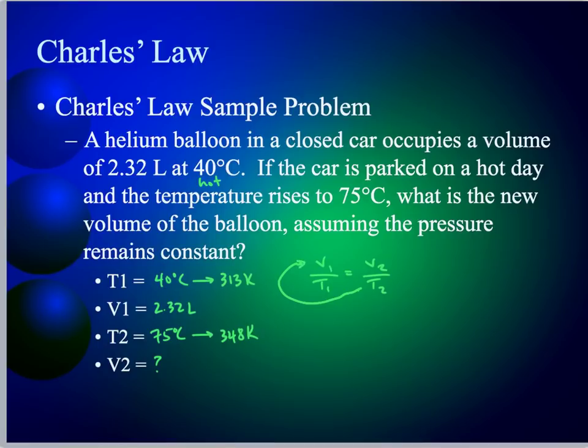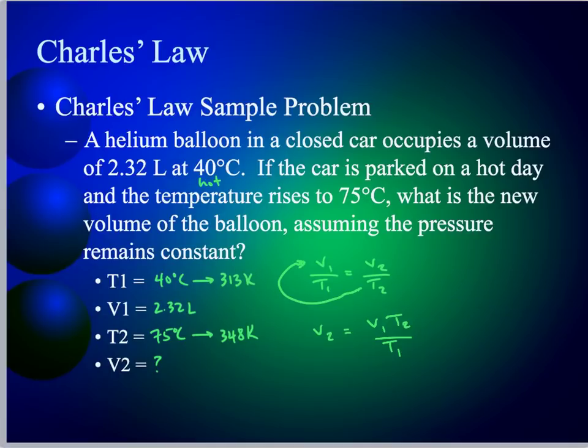If I bring T2 up to the top side on the left, I end up with the equation V2 is equal to V1 times T2 divided by T1. And I can't tell you how many times, guys, I put V1 times T1 divided by T2. If you do that, you're going to get the wrong answer.